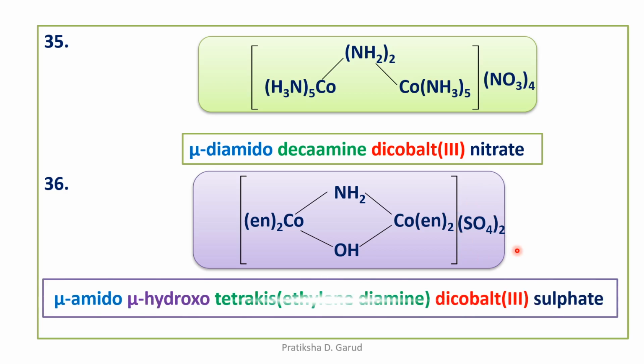So the name is mu amido. This NH2, which is bridging, therefore it is mu amido. For the hydroxo, it is mu hydroxo tetrakis. That means there are 4 polydentate ligands. Therefore it is tetrakis ethylenediamine, then dicobalt(III) sulfate, right? It is mu amido, mu hydroxo tetrakis ethylenediamine dicobalt(III) sulfate.